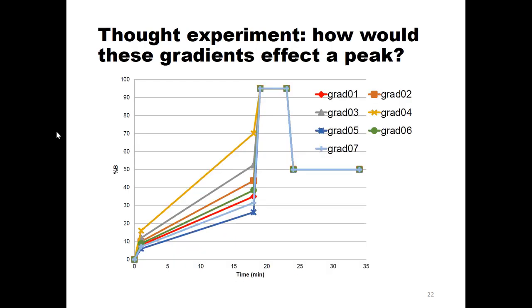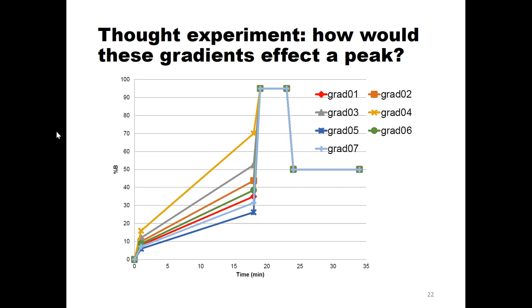So, another thought experiment that I'll leave with you to do either as homework or as a fun icebreaker with your classmates. Let's imagine these are seven different gradients. All of these gradients have the same wash. All of these gradients have the same equilibration. What's the only component changing with these gradients? Yeah, the separation. The starting B at the beginning of the separation gradient is a little different, and the ending B is a little different. So we have steep gradients and shallow gradients here.